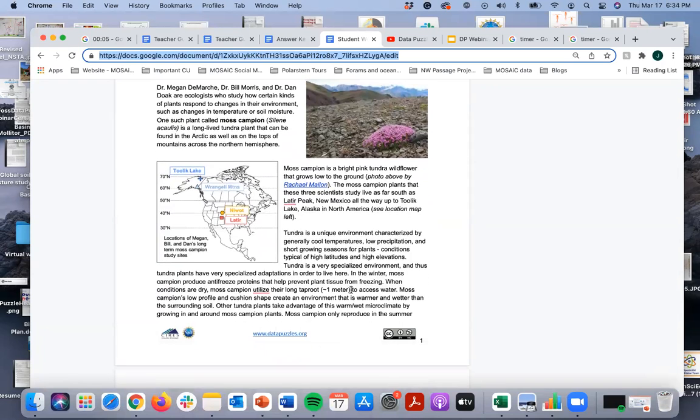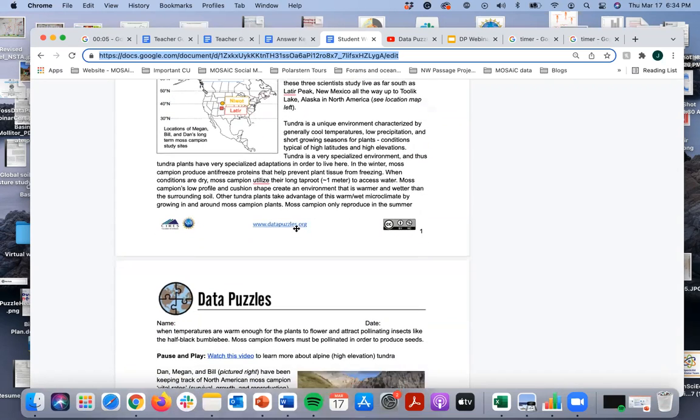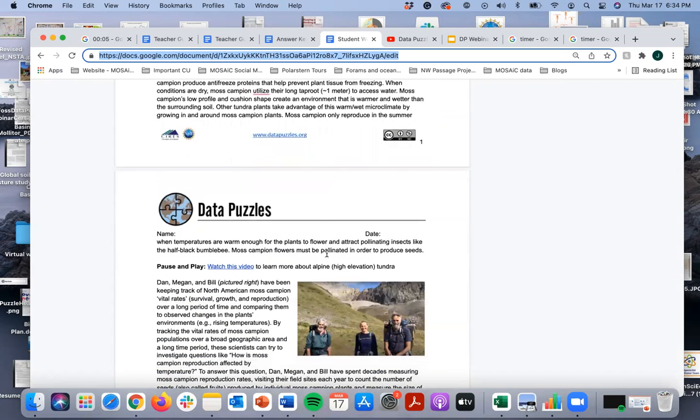And so really, there are a lot of different things here that you could spend time on. I was meeting with a teacher today, and they were going to infuse this resource into their biomes unit and talk about the tundra biome. So we've got different videos about the tundra biome. Where is it? What is it? What are the characteristics of the tundra biome? And really wanting to focus on how these plants, Moss campion, have adapted to live in this specialized environment.